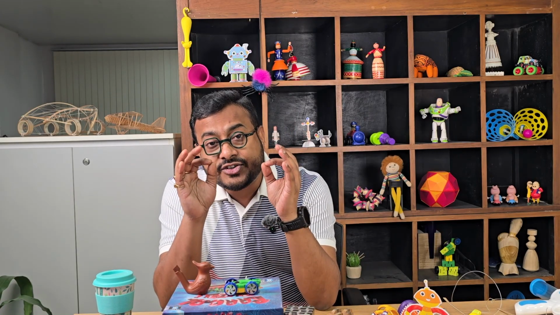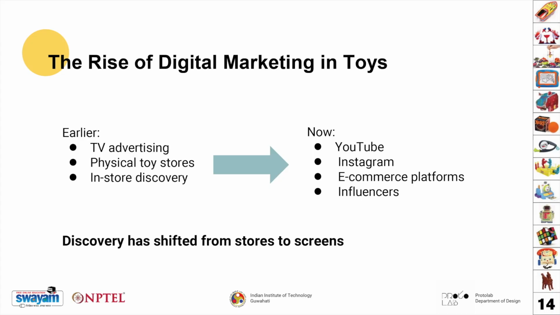The toy industry has undergone a significant shift in how products are discovered and marketed. Earlier, toys were primarily introduced to consumers through television advertisements, physical toy stores, and in-store displays. Children would encounter toys while watching TV or visiting shops, and the decision-making process often happened within those spaces. Today, this process has changed dramatically.